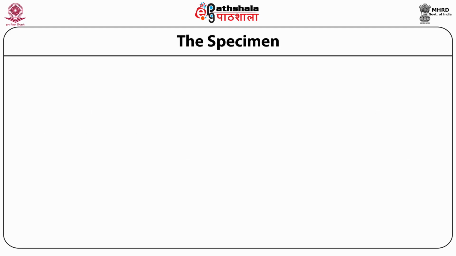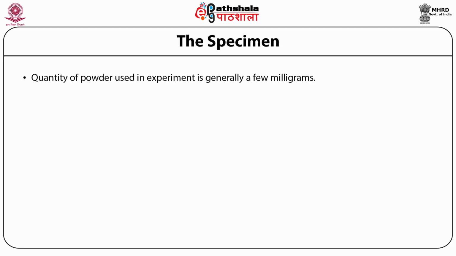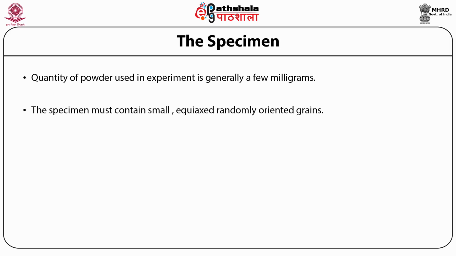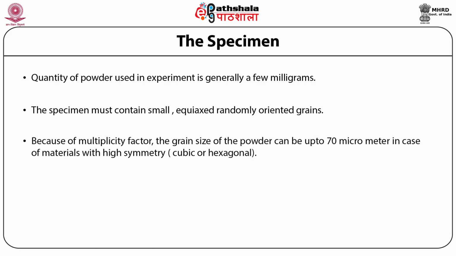The specimen or the sample of the material is tested in an X-ray diffractometer. The quantity of powder used in the experiment is generally a few milligrams or less. The specimen must contain small, equiaxed, randomly oriented grains. Because of the multiplicity factor, the grain size of the powder can be up to 70 micrometers in the case of materials with high symmetry, that is, either cubic or hexagonal.